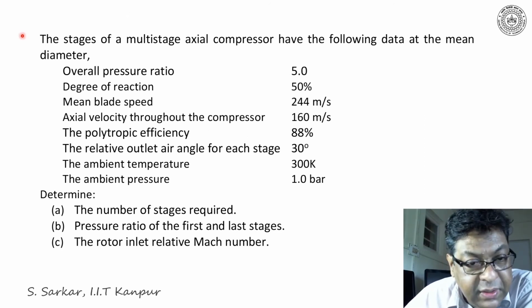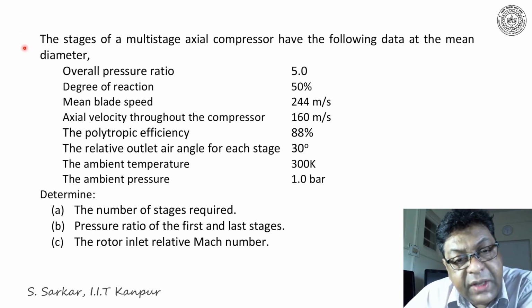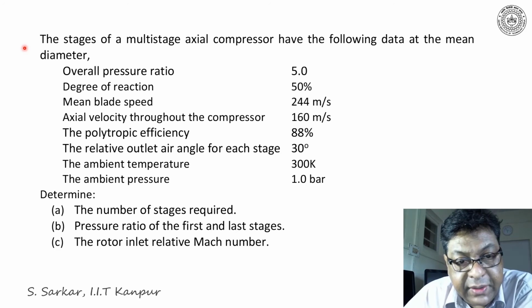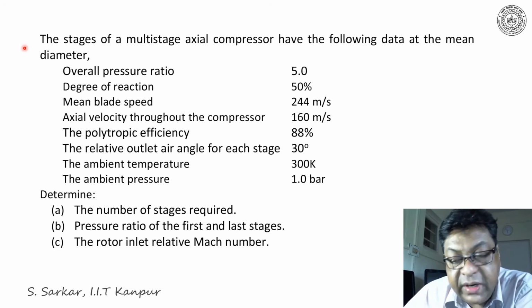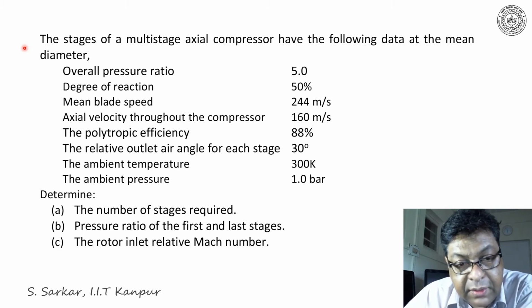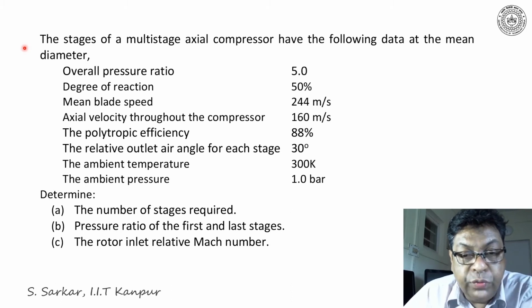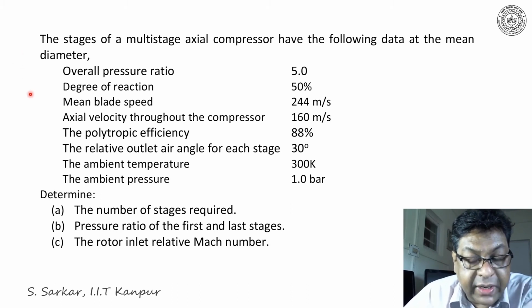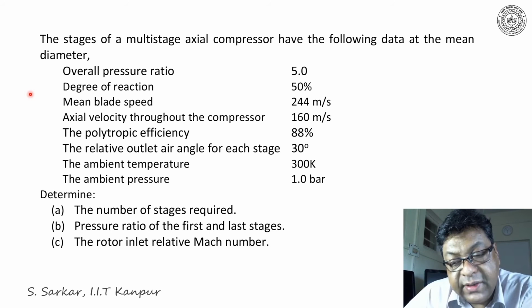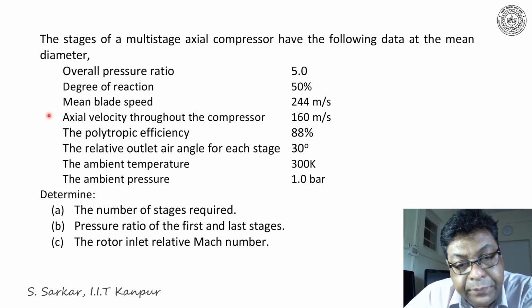The statement of the problem is: the stages of a multi-stage axial compressor have the following data at the mean radius: the overall pressure ratio 5.0, degree of reaction 50%, mean blade speed 244 meter per second, axial velocity throughout the compressor is 160 meter per second. That means axial velocity is considered constant throughout the machine. Polytropic efficiency 88%.